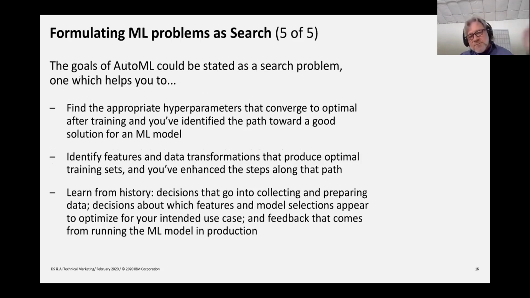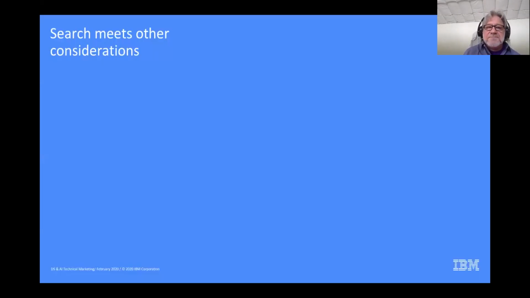And so the goals of AutoML can be stated as a search problem. You're looking for appropriate hyperparameters. You're trying to identify features and data transformations to get to the right training sets, even before the point of using hyperparameters. You're also learning from history overall. And that's, in my perspective, a lot of how this field has rolled out, because the original work was very much focused on hyperparameter optimization, but later on it began to expand out into a larger and larger account of the workflow preparation, and therefore you get into more of these meta learning kinds of use cases.